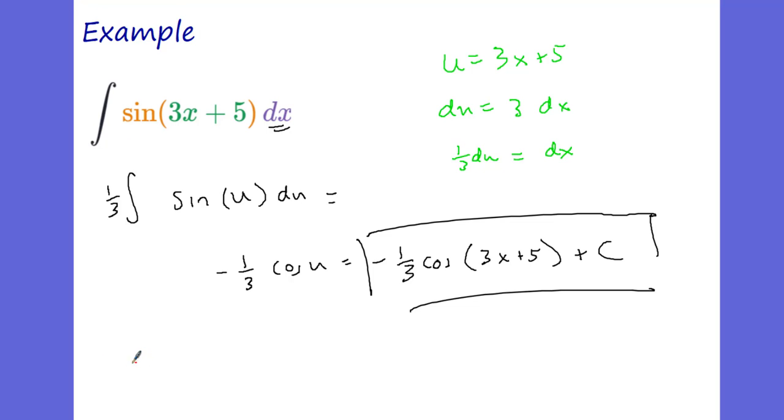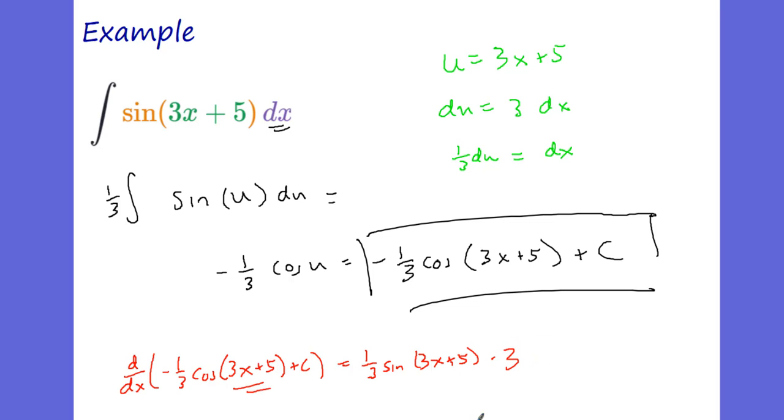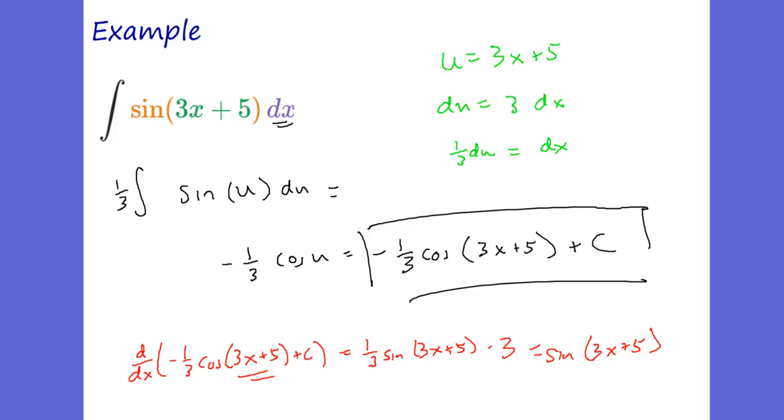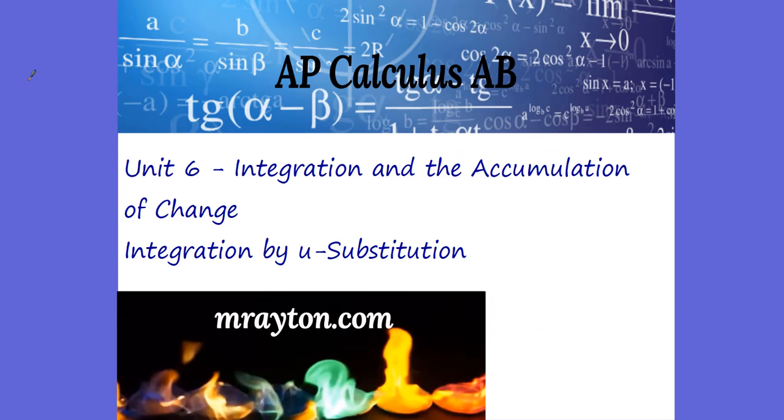Now, if I take the derivative of negative 1/3 cosine of (3x plus 5) plus c. We know the derivative of sine is cosine. The derivative of cosine is negative sine. So we get 1/3 sine of (3x plus 5) times the power rule times the derivative of that 3x plus 5, which is 3. That makes the 1/3 and the 3 go away, and you're left with sine of (3x plus 5), which is what we started with at the beginning. So you can always double check your answers.